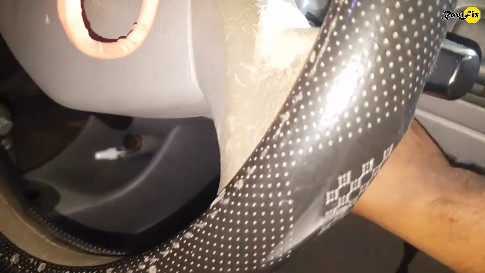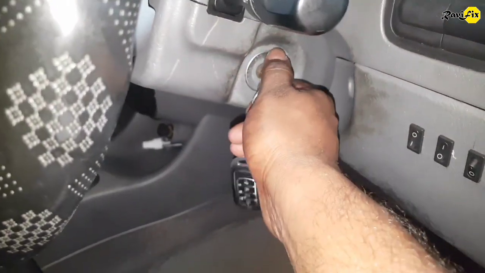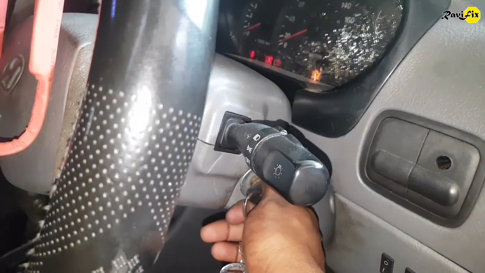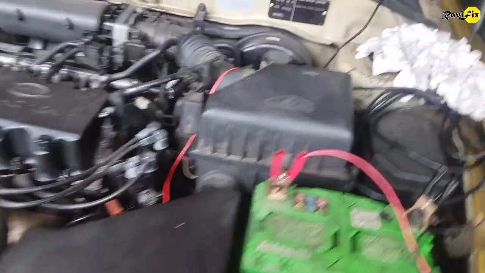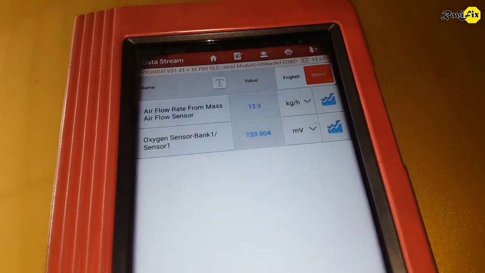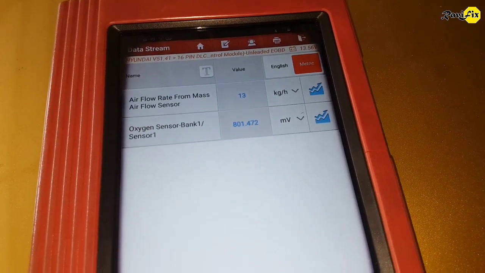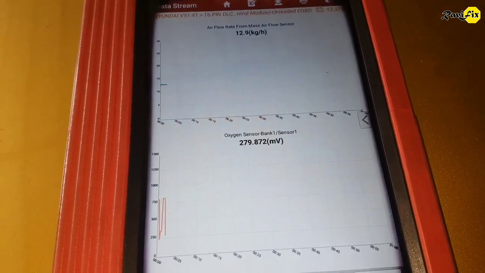Okay, let's start the car and see what is going on. Engine started smoothly. Let's check the scan data for the mass airflow sensor and the oxygen sensor. Look here, with the signal ground connection fixed, the sensor signal has become dramatically normal.